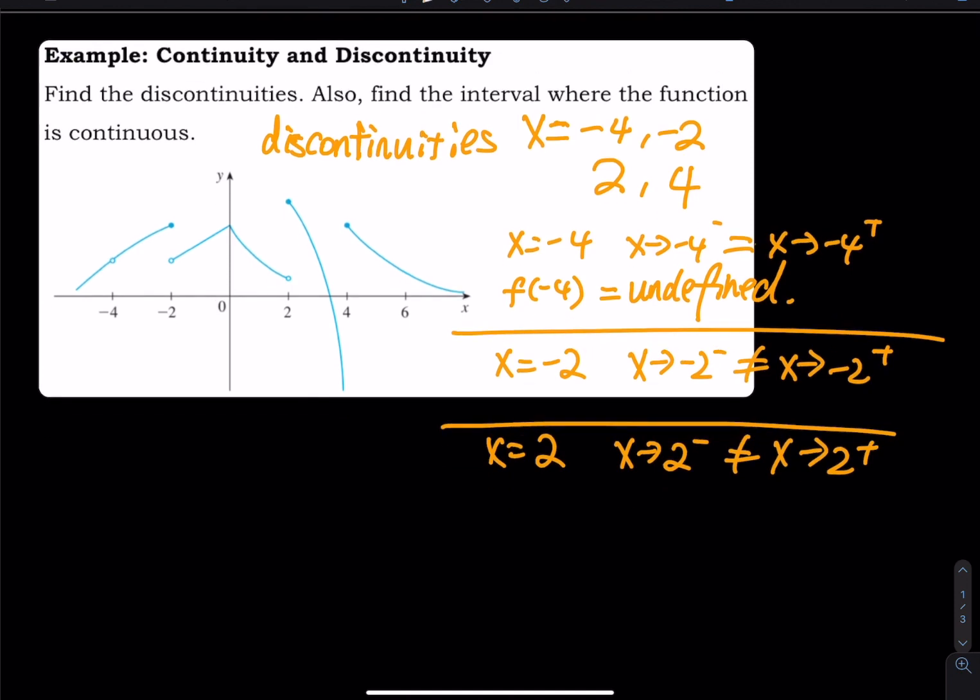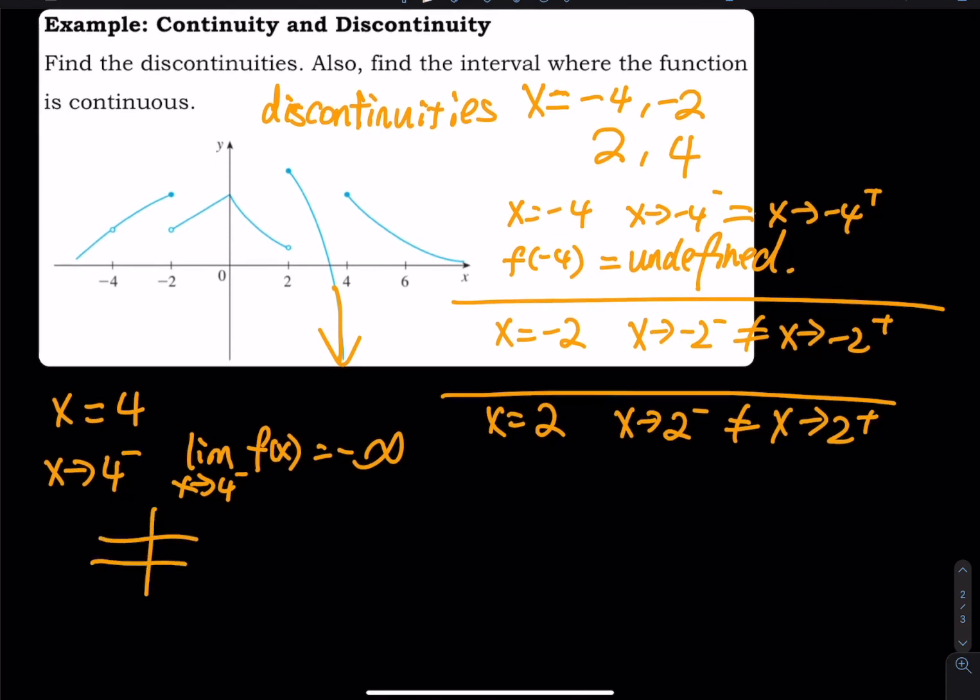And then at x equals 4, what happened? As x approaches 4 from the left, the limit of whatever that function is, y approaches -infinity. It will just go down forever. And that is not equal to the limit as x approaches 4 from the right. Forgot a plus, because as x approaches 4 from the right, we have a solid point. I don't know what this is, I can't tell, but that is a solid point. So just say they are not equal. So that is the reason.